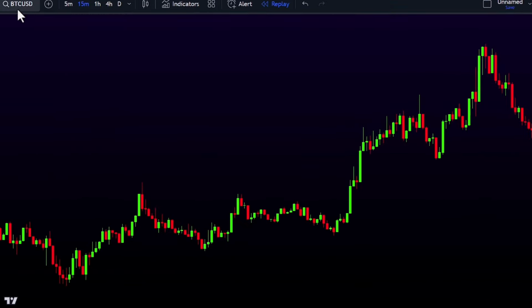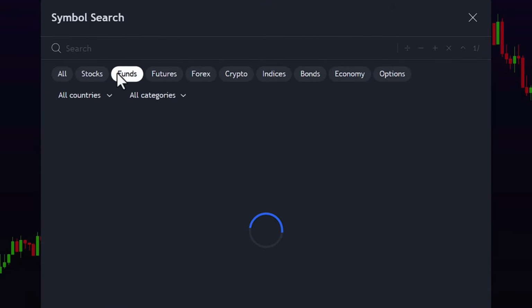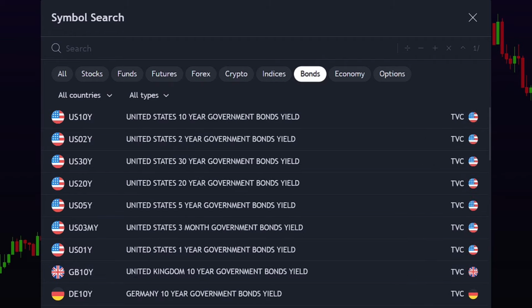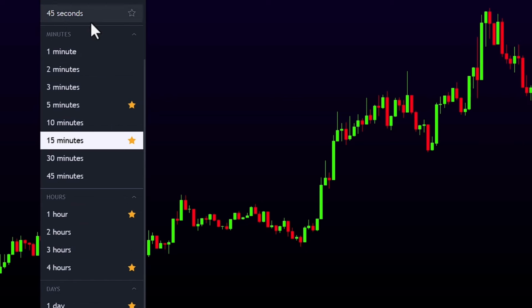For this demonstration, we'll use the Bitcoin chart on the 15-minute time frame. But don't worry, the indicators we're discussing work for Forex, crypto, stocks, and any markets you want to trade, from the 1-minute to daily time frames.